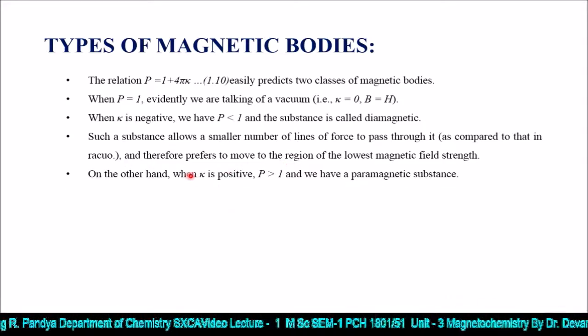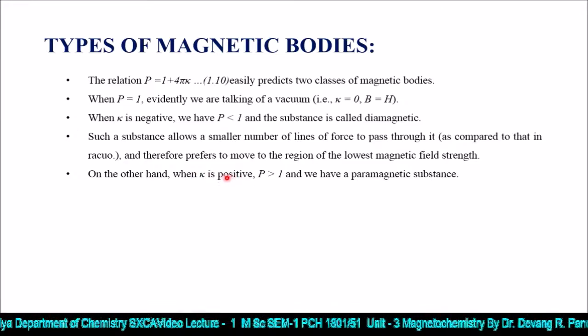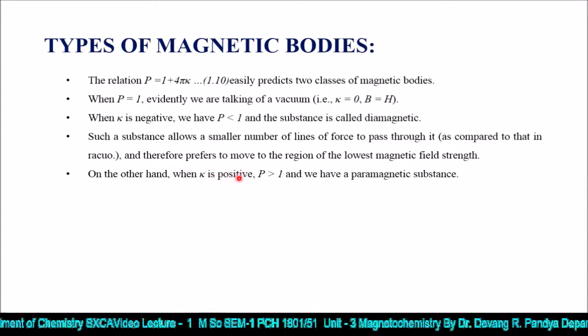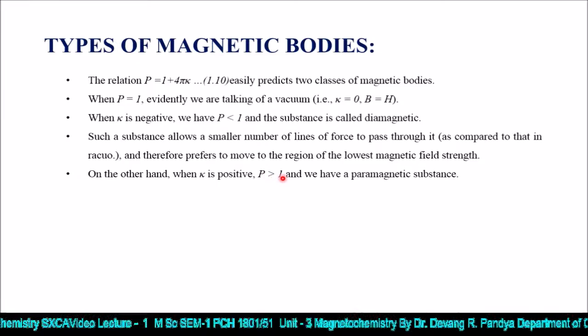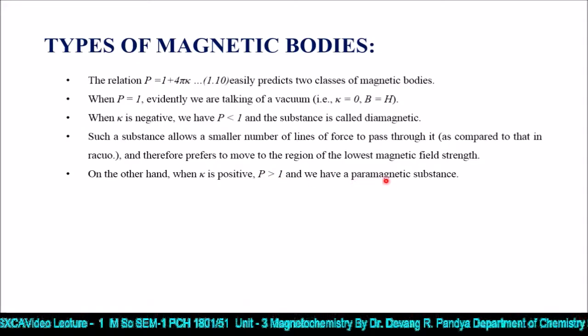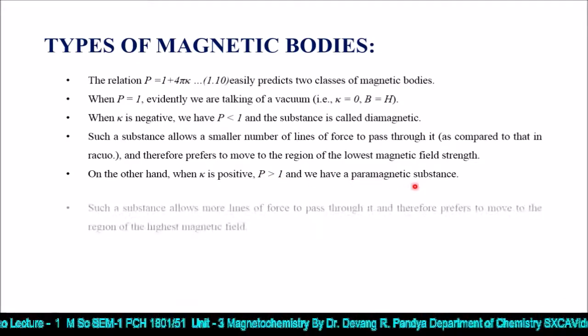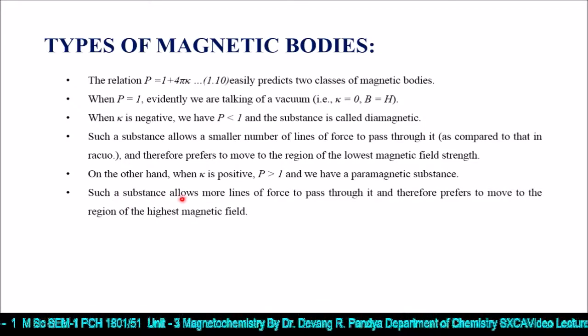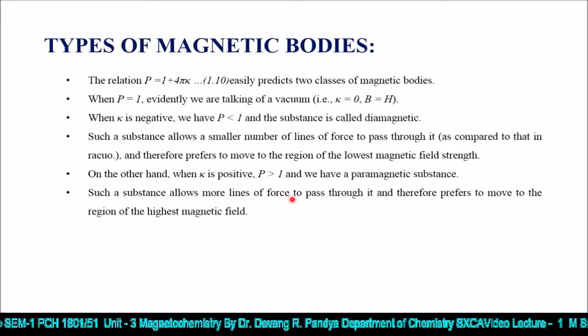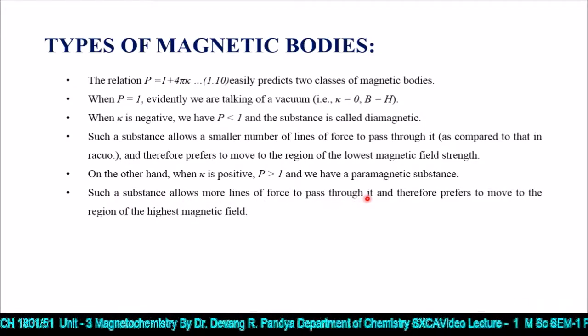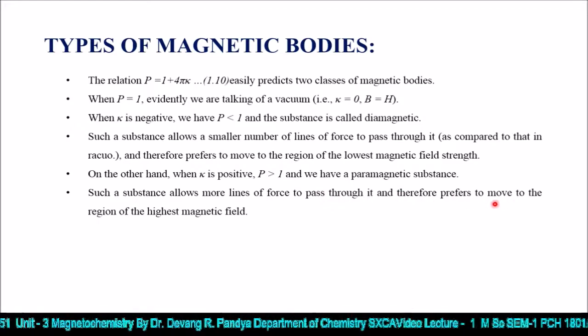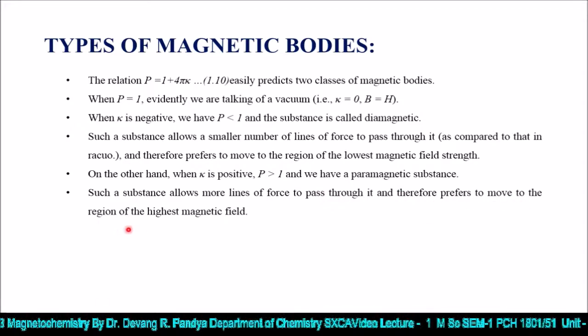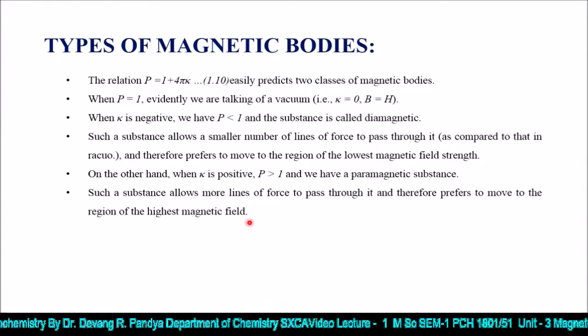On the other hand, when kappa is positive, that is positive magnetic susceptibility, P is greater than 1, and we have a paramagnetic substance. Such a substance allows more lines of force to pass through it and therefore prefers to move to the region of the highest magnetic field.